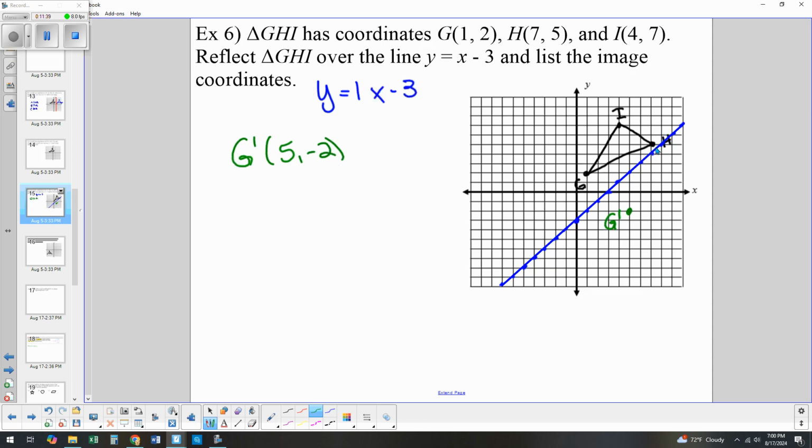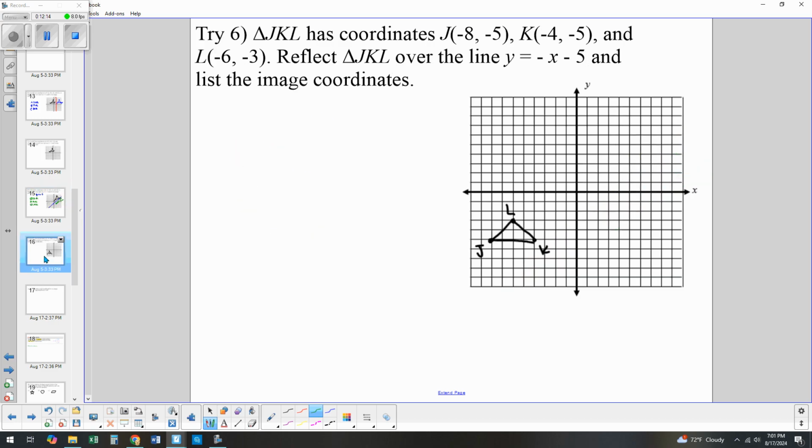H is only half a space away, so I'm only going to go half a space away. So that's going to be at 8, 4. And then I, counting diagonally, 1, 2, 3. So we're going to go 1, 2, 3. So that's at 10, 1. All right, and that wasn't terrible either. So that is our reflected image. Here's another try problem. I would really recommend trying this one if you can. Pause, and you could check the answer online.